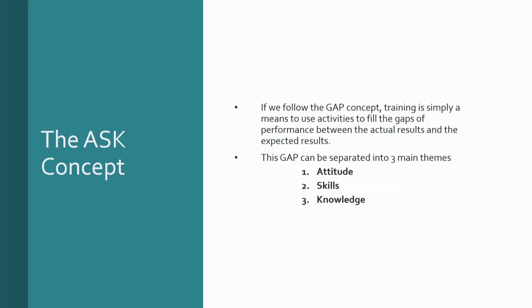After the gap concept, we have another concept, which is the ASK concept. Now, as in the gap concept, training is simply a means to use activities to fill the gaps of performance between the actual results and expected results. But this gap can be separated into three main themes: gap in attitude, gap in skill, or gap in knowledge.